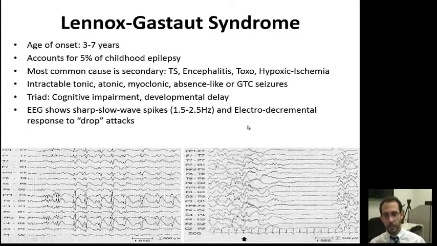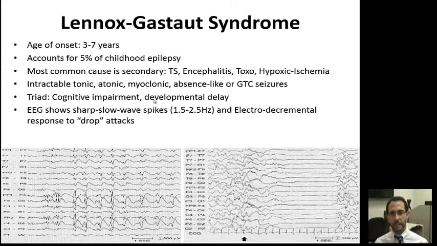Now, the other one will be the electrodecremental response. One of the interesting clinical features of these patients is that all of a sudden they will lose the tone completely. They'll become atonic, basically, and it means that the muscles will all of a sudden become flaccid, and they will just pretty much drop to the floor. And that's one of the reasons most of them are recommended to wear helmets to prevent head injuries.